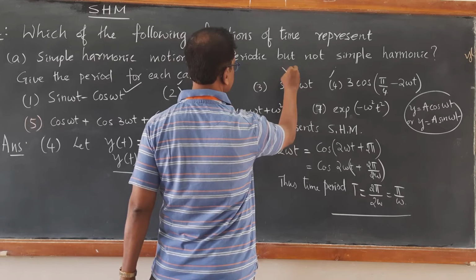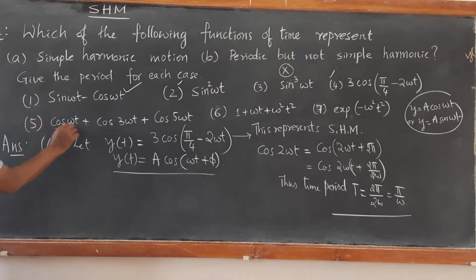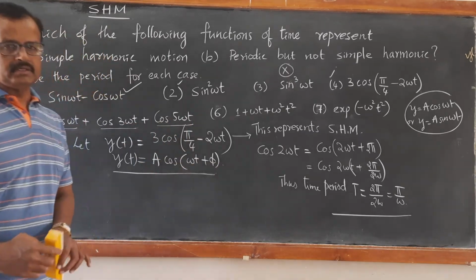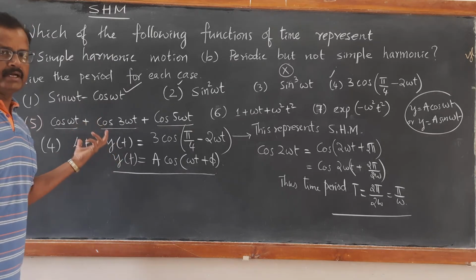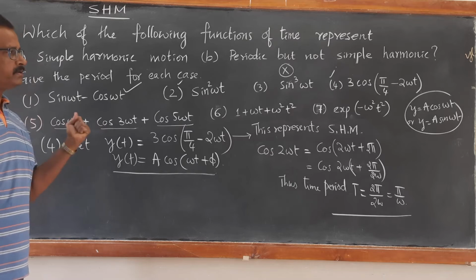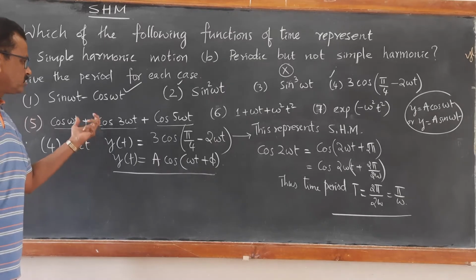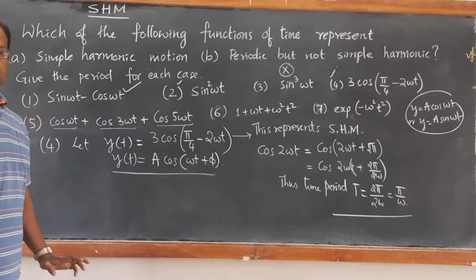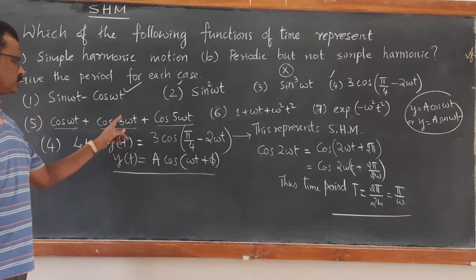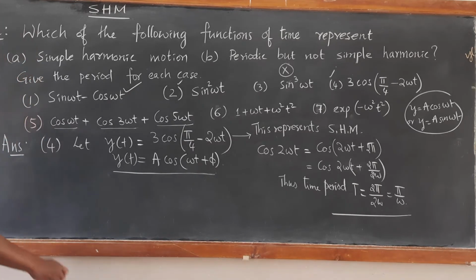Now look at this: cos omega t, cos 3 omega t, cos 5 omega t. Earlier we have solved this kind of problem and we have proved that it is periodic, but it is not representing simple harmonic motion. This cannot be expressed in terms of either a sine function or a cosine function. Cos omega t plus cos 3 omega t plus cos 5 omega t is a periodic function.